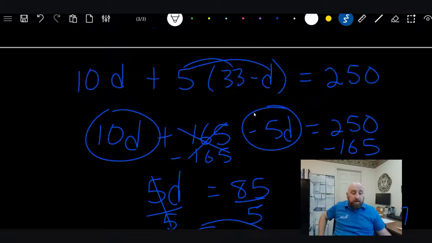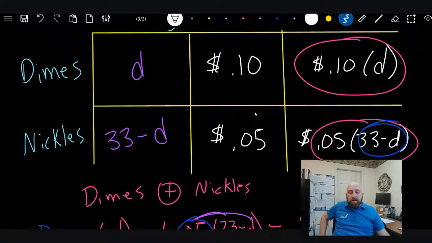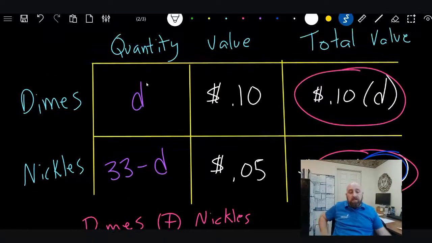If you missed any of that, go back, rewind it, and see what you missed. But the key here, to me, is getting your chart. If you try to do this without the chart, you're going to struggle. You're going to struggle with getting things confused in your mind about where everything goes. So do the chart and work through it that way.